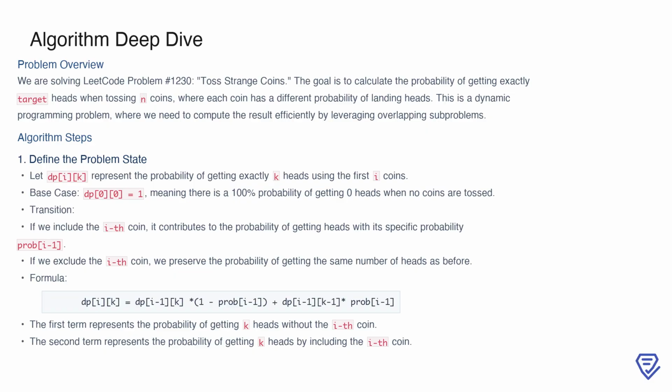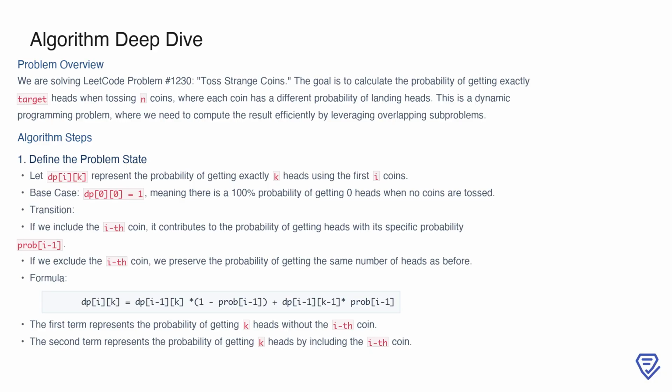In this problem, we're tasked with calculating the probability of getting exactly a certain number of heads, called the target, when tossing a number of coins, each with its own unique probability of landing heads. This is a classic dynamic programming problem, where we solve it by breaking it into smaller overlapping subproblems. To start, we define our state as DP[i][k], which represents the probability of getting exactly k heads using the first i coins. For our base case, DP[0][0] is set to 1, meaning there is a 100% chance of having 0 heads when no coins are tossed.